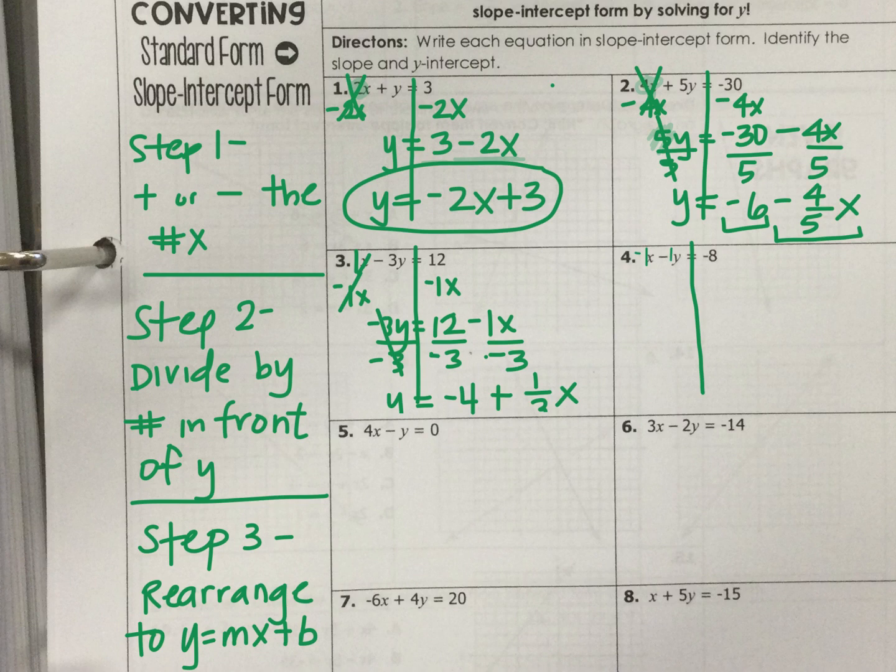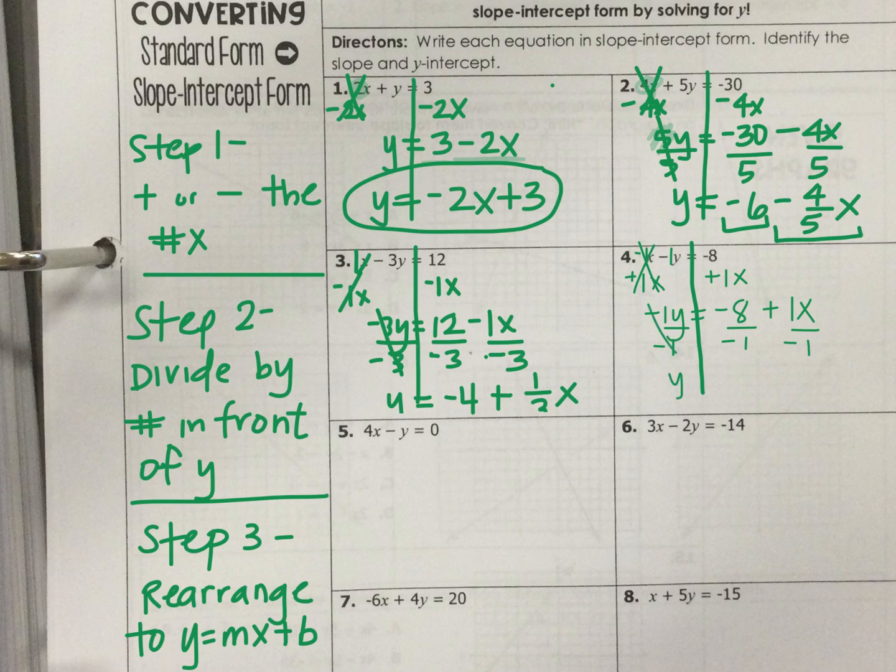So because it's a -1, I changed the question. Don't ever make it a -1 without my permission. So it's a -1. So the opposite of -1 is +1x. That marks out. So I have -1y equals -8 plus 1x. That was step 1. Step 2, I got to divide everybody by -1.